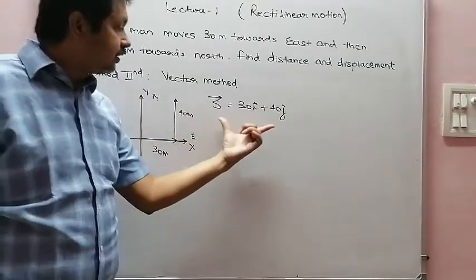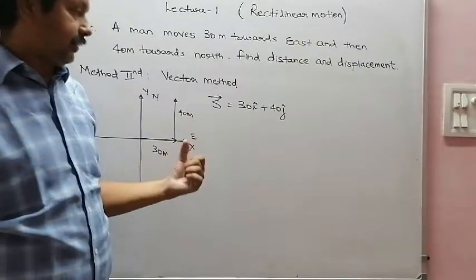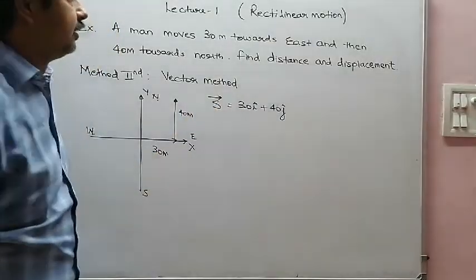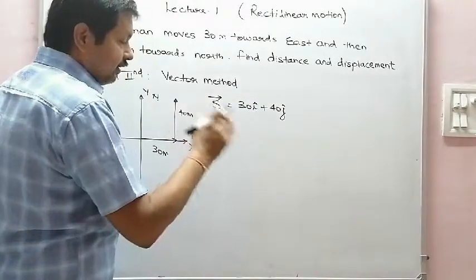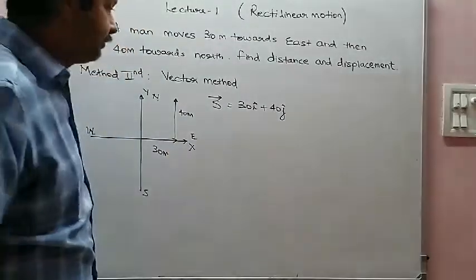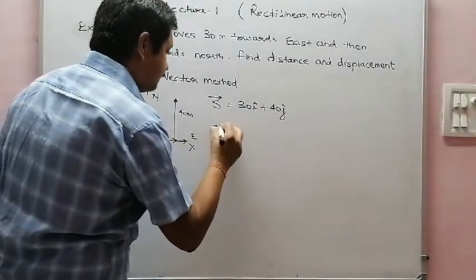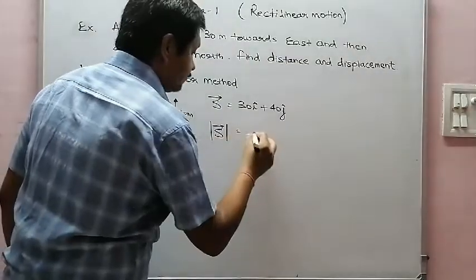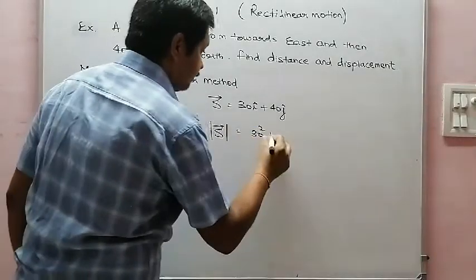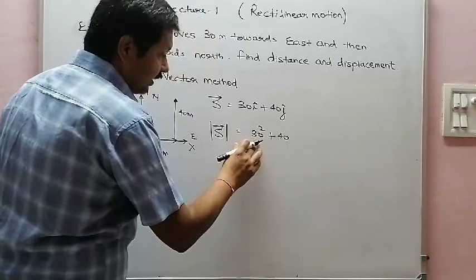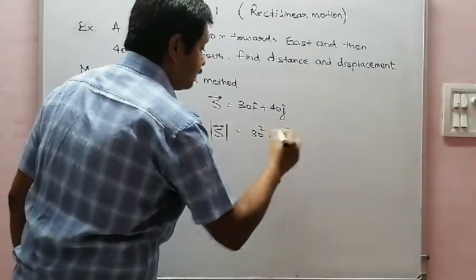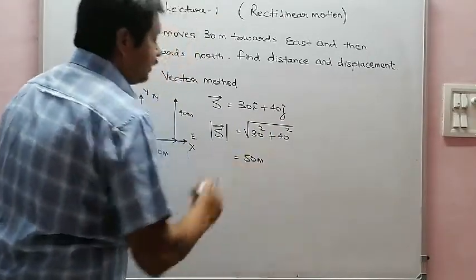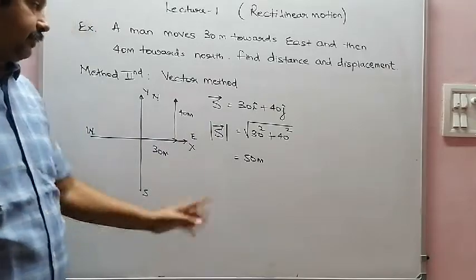Now we have to solve this vector. How we solve this vector? Solve means to plot this vector. So before we plot the vector, the method to plot the vector: first find the magnitude of the vector. The magnitude of the vector is the square root of the square of the magnitude of i cap plus the square of the magnitude of j cap. So it becomes 50 meter. The magnitude of displacement is 50 meter.